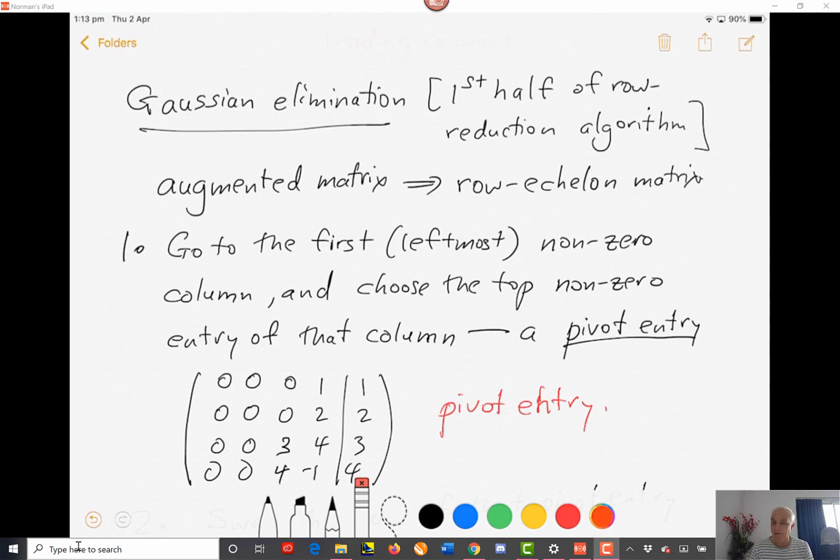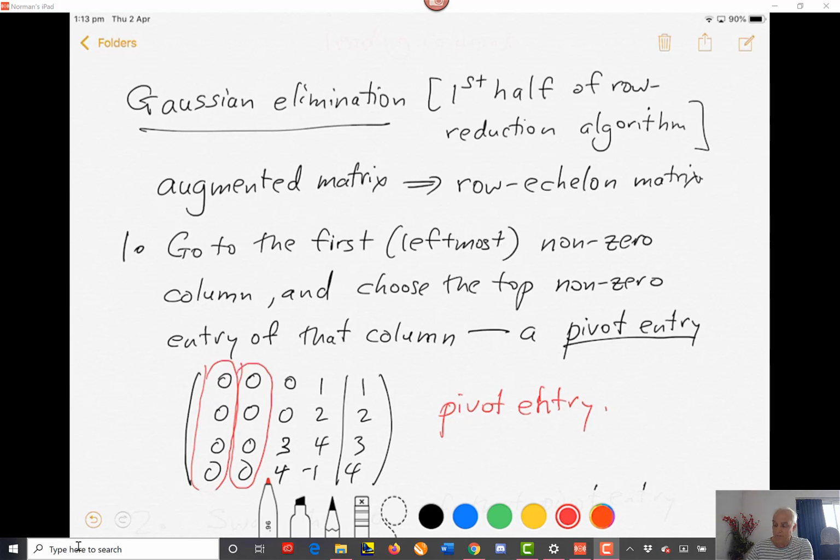So step 1 is that we're looking for a pivot entry. What is a pivot entry? It's the top non-zero entry in the first non-zero column. So we're going to be looking at columns. We go to the first leftmost non-zero column. In the example that you see here, this first column is a column of zeros. So we're going to ignore that. The second column, also a column of zeros. We're going to ignore that.